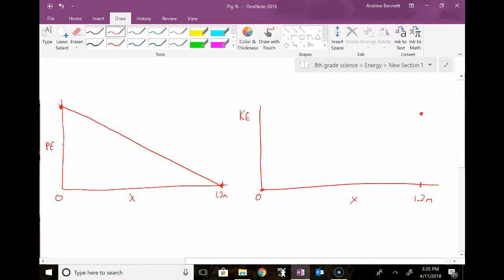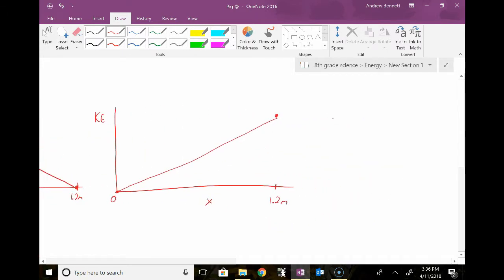And straight line on both these graphs. We're steadily losing potential energy, steadily gaining kinetic energy. Last thing we're going to do then is think along the lines of speed.